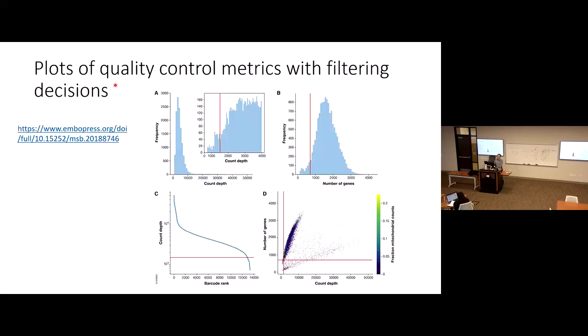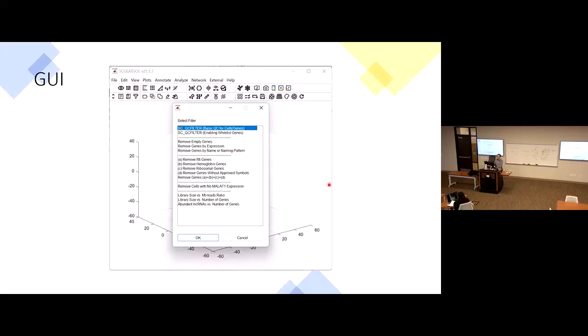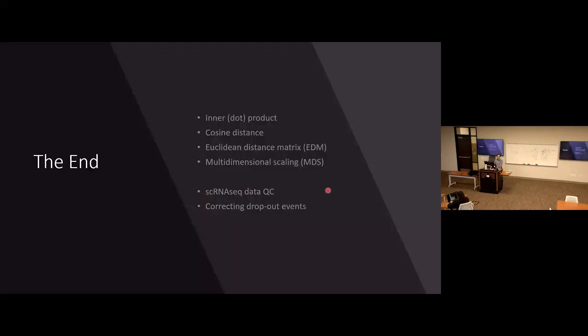I don't think the rest of this is important, but we will play with all these quality control metrics in the computer session to see how we select cells, which depends on the cutoff. There's an interface you can use to select those. All right, that's all for this week's Tuesday lecture.